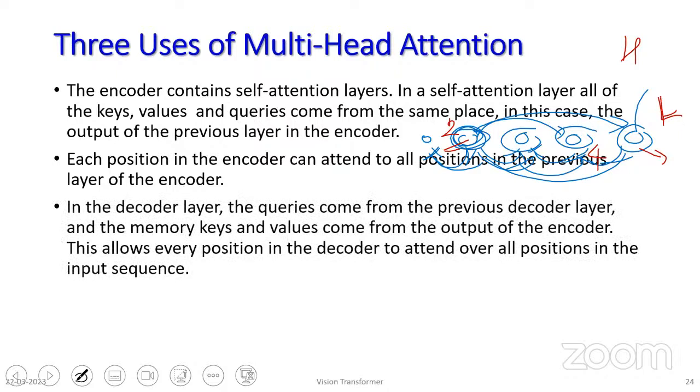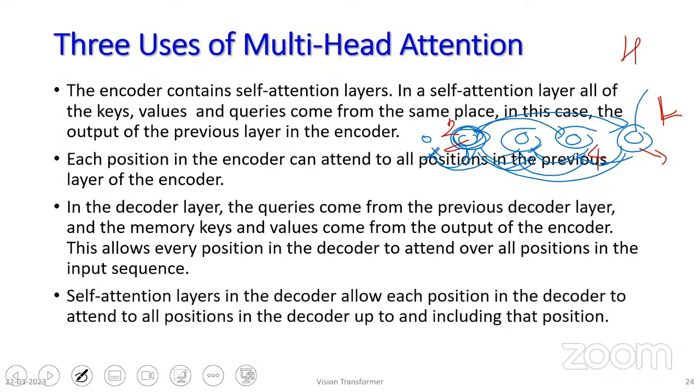So in the decoder layer, the queries come from the previous decoder layer, and the memory keys and values come from the output of the encoder. This allows every position in the decoder to attend to all positions. So basically, we are using self-attention in the encoder to find the key values. In the decoder layer, it is also looking at the queries from the encoder layer, and the self-attention layer in the decoder allows each position in the decoder to attend to previous positions, including up to that position, right?